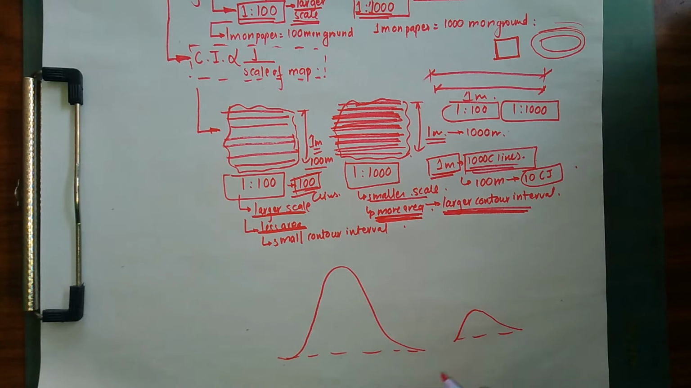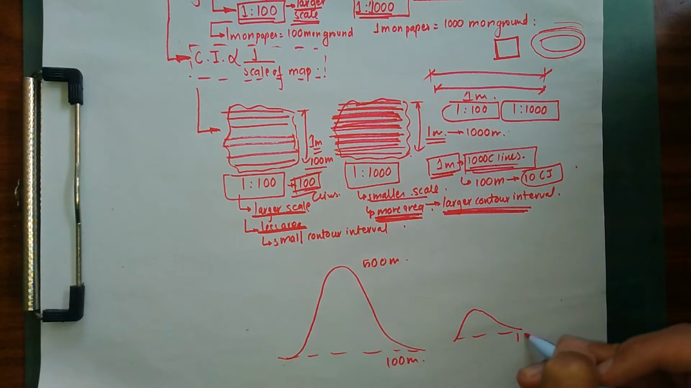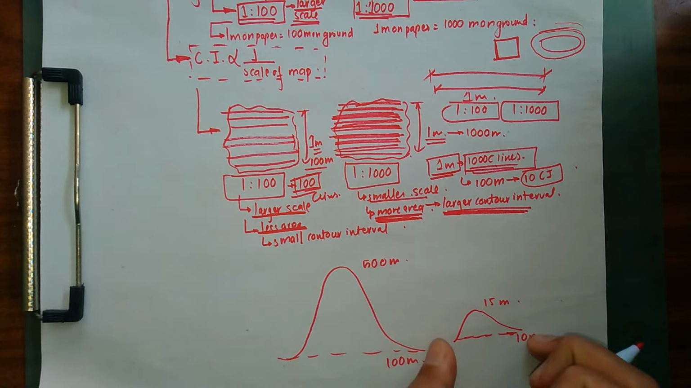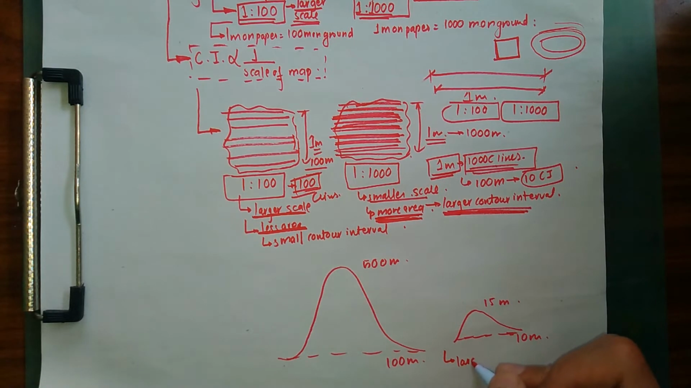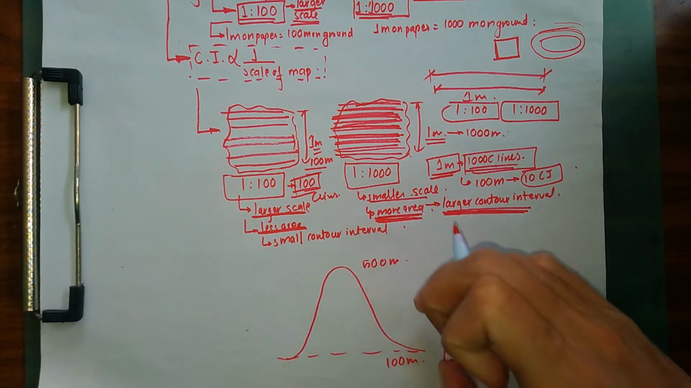This will be more useful later as well. So let's say this is 100 meter and the elevation is 500 meter, and in this case the elevation is 10 meter and it's at 15 meter. If I had to show this on my paper, in this case I'm going to use my larger scale because it has a smaller area, as I explained before. Larger scale for smaller area.